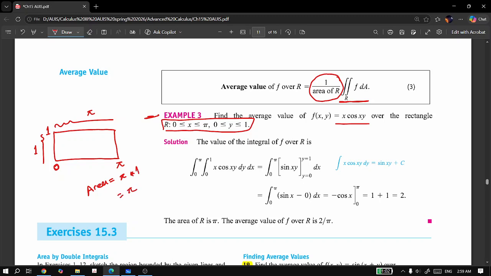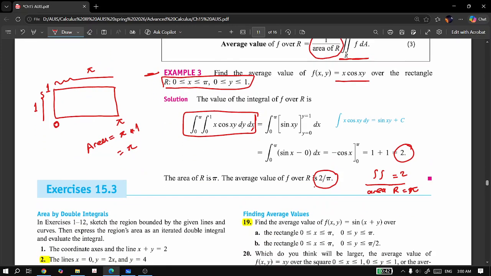And you're finding the double integral of this function, which gives you the value 2. So the average value becomes what? Becomes 2 over pi, because it is the double integral over the area of r. Area of r, we found it, that is equal to pi, and this double integral, we found it, that's equal to 2. So this average value of f is equal to 2 over pi.